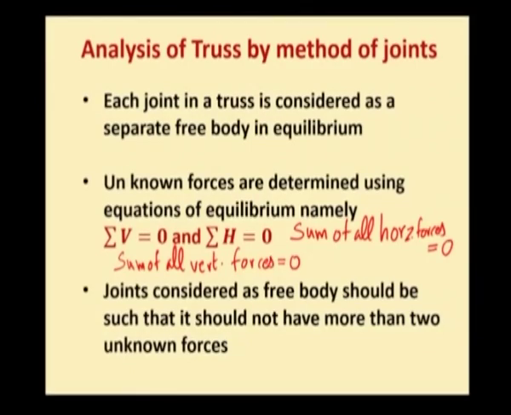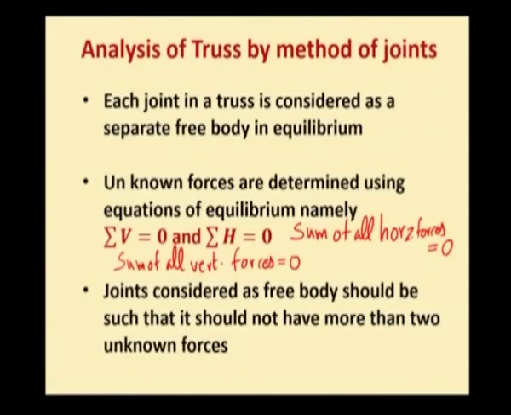So, by using these two equations of equilibrium, the unknown forces at the joint under consideration will be determined. Now, the joint that is considered as a free body should be such that it should not have more than two unknown forces. This is an important point to be noted while doing the analysis by the method of joints. Now, let us solve a problem so that we can understand the method of joints in a more elaborate way.